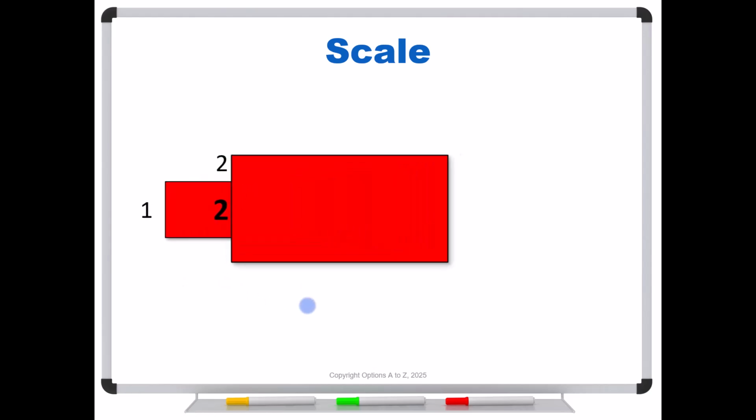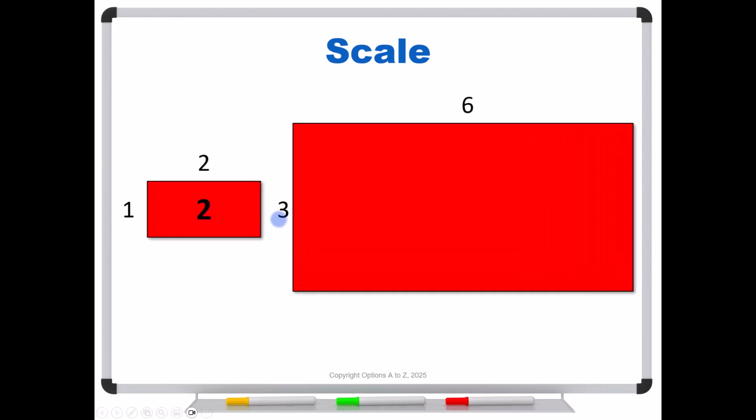Now what happens? Now I get this. Now I get 3 units high, or let's say 3 feet high and 6 feet wide. And so 3 times 6 would be 18. And notice that 18 is 9 times bigger than 2, and that's because we scaled this by a factor of 3. So 3 squared is 9.